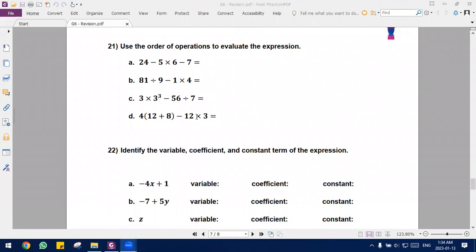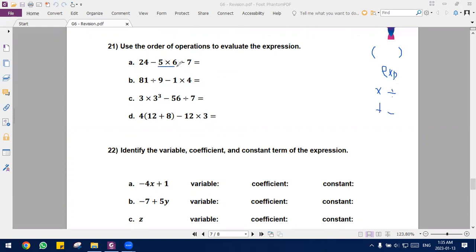Now here in this question it says use the order of operation to evaluate the expression. Remember the order of operation. First of all, we work out the brackets, then exponent, which is the power, multiplication and division, last thing, addition and subtraction.